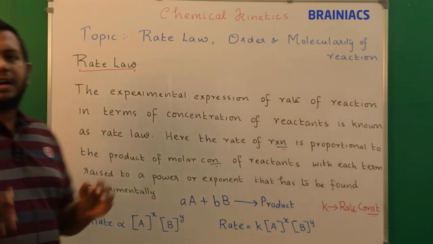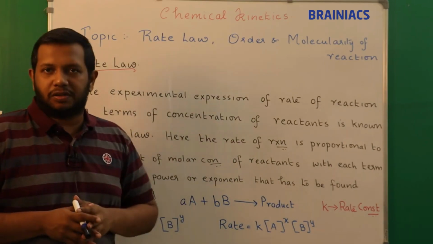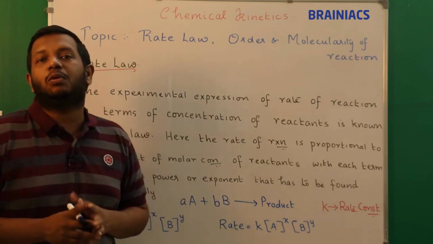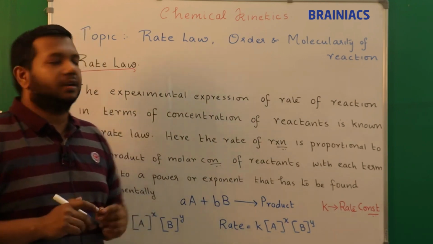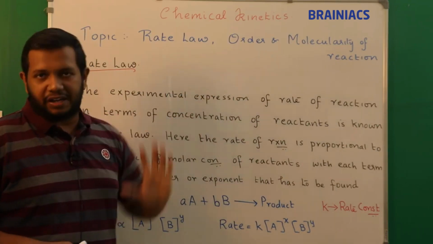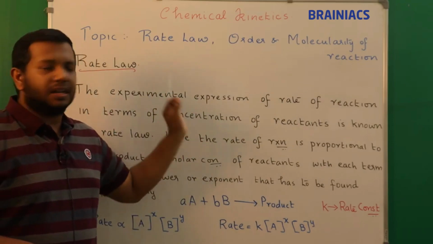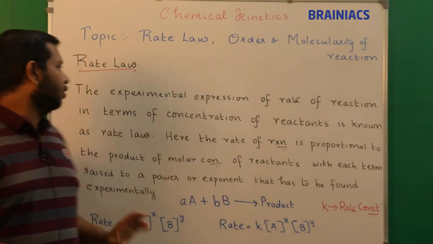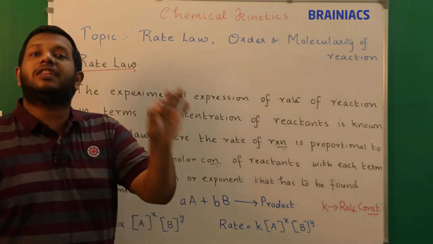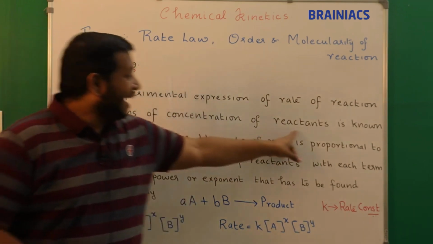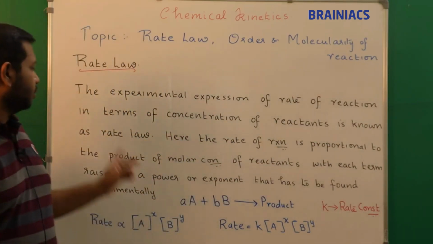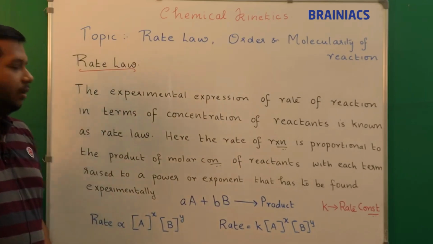Let me say the rate law is basically an expression. How is this expression found out? This expression is found out experimentally. That is very important. The experimental expression of the rate of a reaction in terms of the concentration of the reactants alone is known as the rate law. Understood? Very simple.